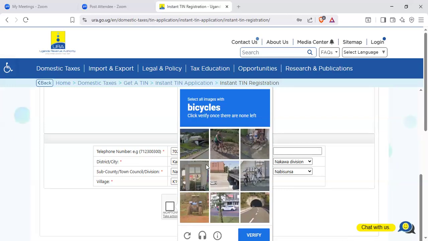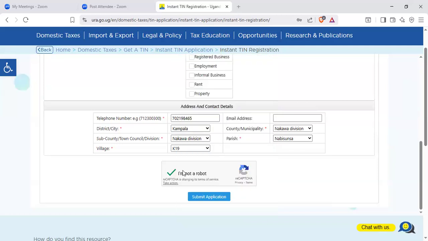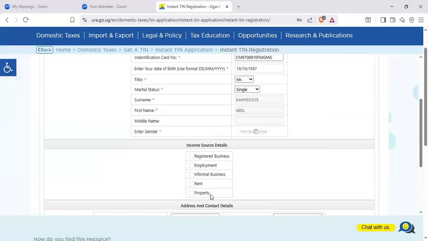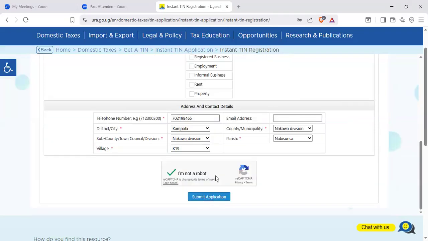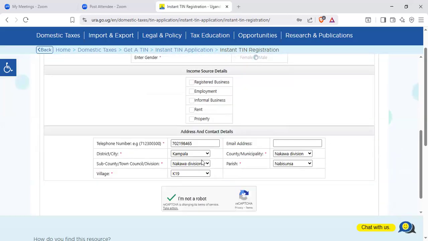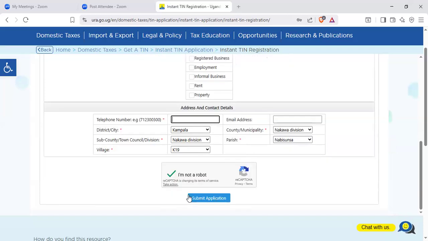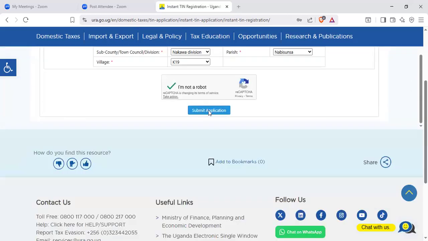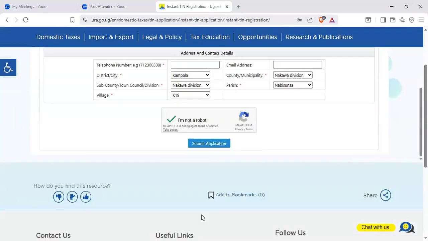Then, remember this is a bicycle. So you look for where you see a bicycle. So you select. So after that, you submit your application. You click here and submit your application. Okay. Let me hope these steps are not hard. You just click here and submit it, and you wait like 5 minutes.